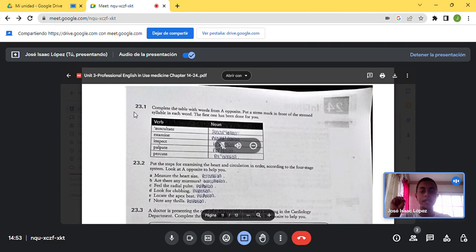Let's begin to read the instructions. The instruction says: complete the table with the words from A opposite, put a straight mark in front of the stressed syllable in each word. The first one has been done for you.